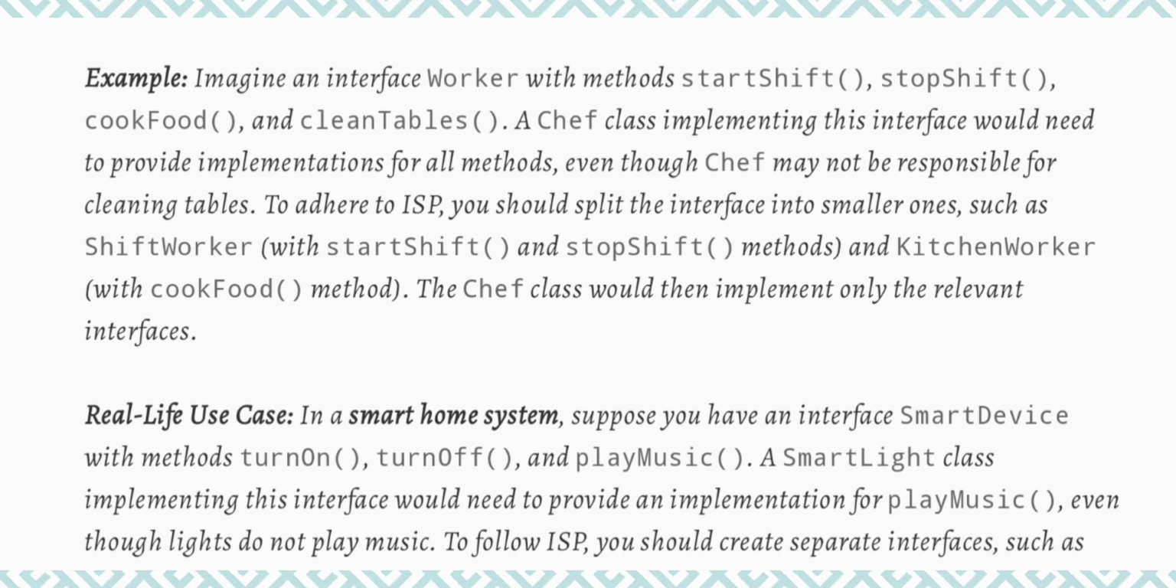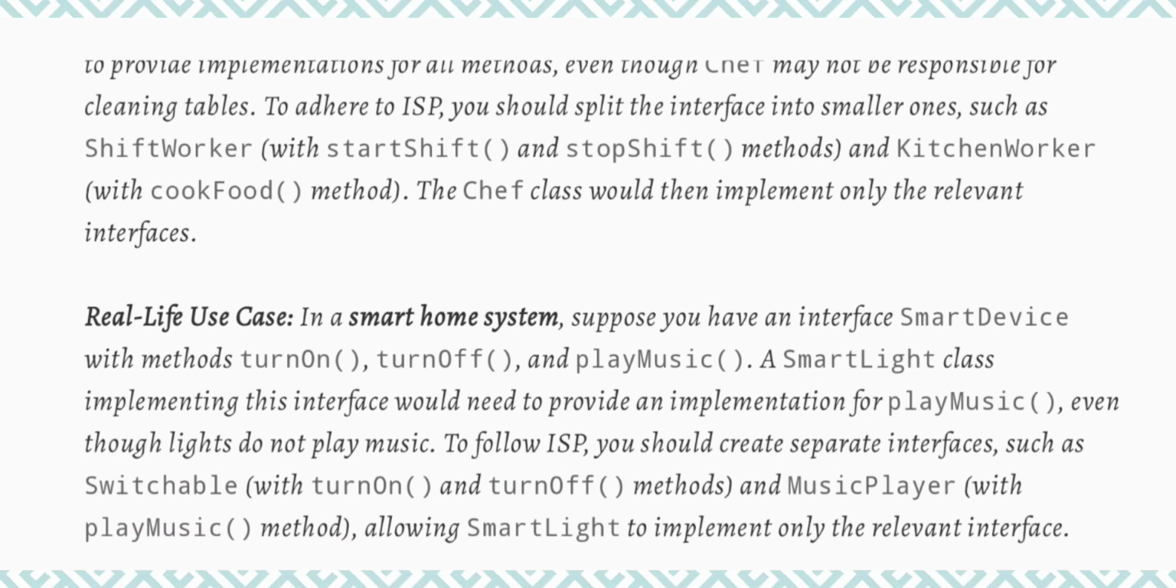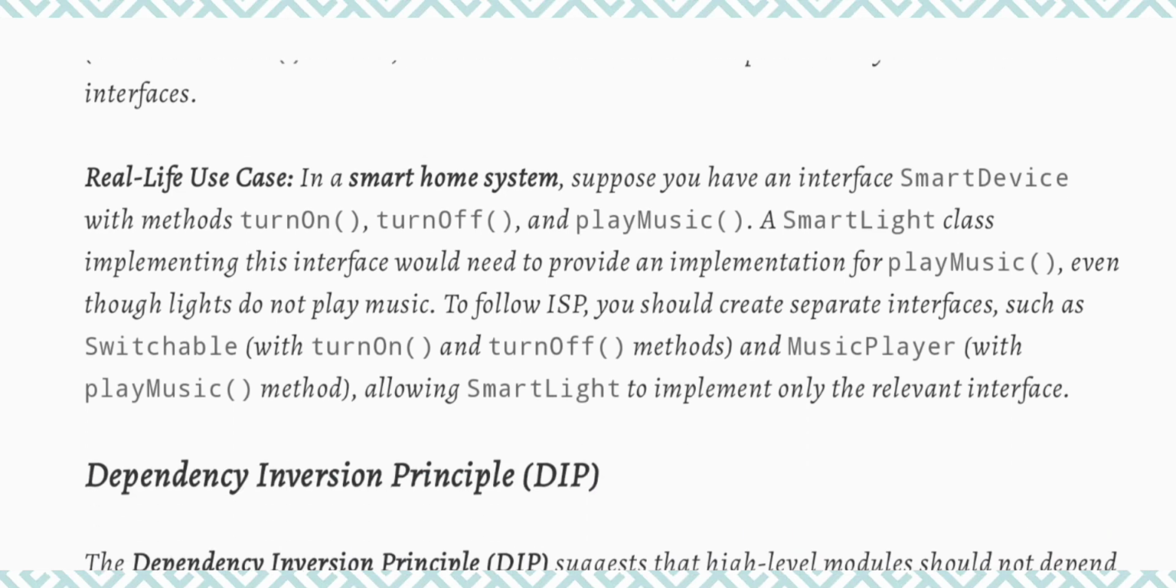Real-life use case. In a smart home system, suppose you have an interface SmartDevice with methods turnOn, turnOff, and playMusic. A SmartLight class implementing this interface would need to provide an implementation for playMusic, even though lights do not play music. To follow ISP, you should create separate interfaces, such as Switchable with turnOn and turnOff methods, and MusicPlayer with the playMusic method, allowing SmartLight to implement only the relevant interface.